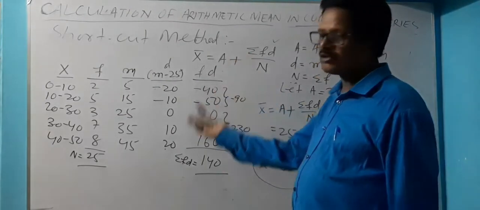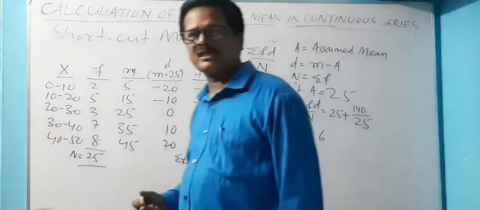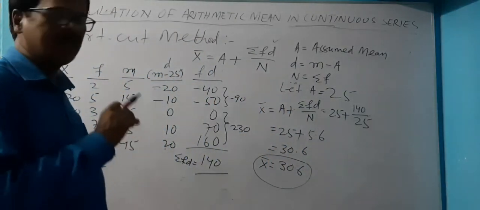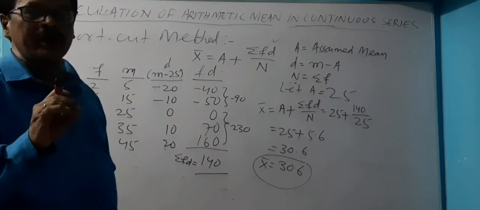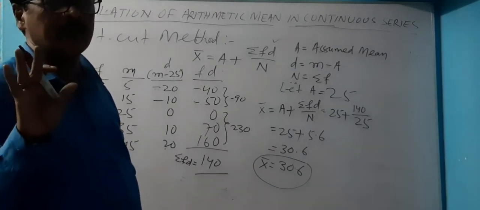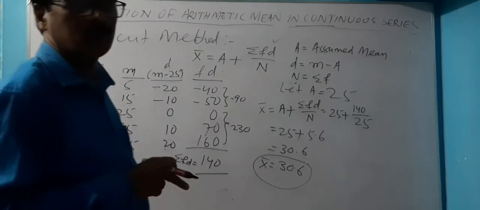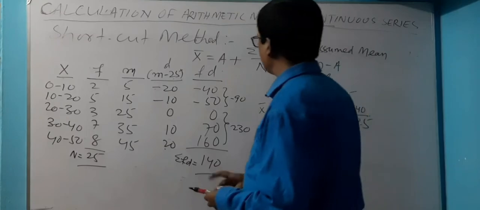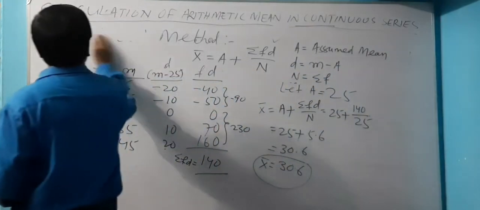And in the next method, the step deviation method, that is the third method, there also we will take the same example to know whether the same answer comes or not. That is why I am taking the same example. Now we will come to the third method, that is step deviation method.